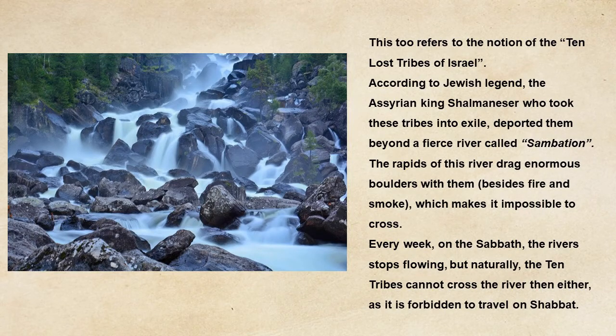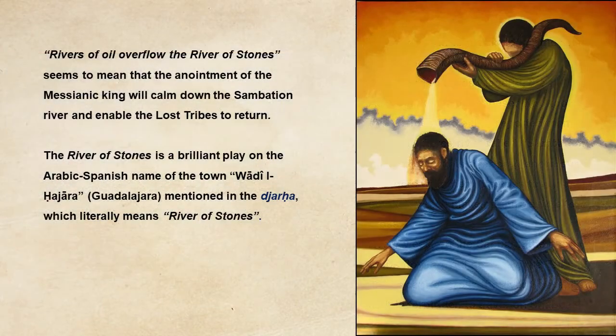Maybe that's why it's called Sambation. It sounds like Sabbath, the Sabbath river. It stops flowing, and then you could cross, but of course the 10 tribes will not cross because that would be violating Shabbat. They can't travel on Shabbat, so they're stuck on the other side of the river. Now, the line in the last stanza, rivers of oil overflow the river of stones. That seems to mean that the anointment of the Messianic king, which is rivers of oil, calms down the Sambation river, and that enables the lost tribes to return.